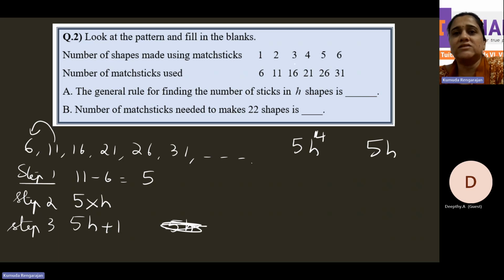Now look at the third term. How many sticks in the third term? 16 should be the answer. Third term na h3 ன்னு போடணும். Third term na so h3. h 16 ன்னு போடக்கூடாது. Answer 16 ன்னு வரணும். h க்கு 3 போடணும். அப்போ 5 into 3 என்ன? ஆனா ஆன்சர் என்ன? 16. So plus 1. அதான் ரூல் பின்ன. 5h plus 1 is a rule.